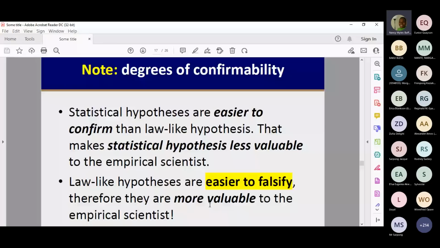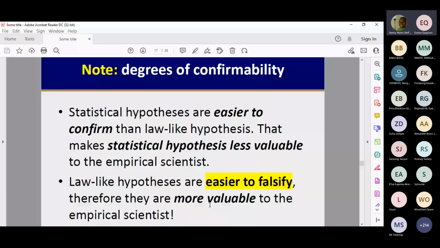So it's like good, better, best, tall, taller, tallest. So if I'm comparing statistical with law-like, then the statistical one will be easier to confirm. Can you see that? But if I were comparing three things, the verifiable statement, the statistical hypothesis, and the law-like one, then the one that will be easiest to confirm will be the verifiable one, but there will be three of them now. So let's go slowly. Don't overlook anything here. I want us to get some concept.